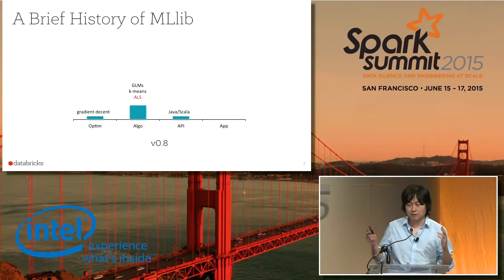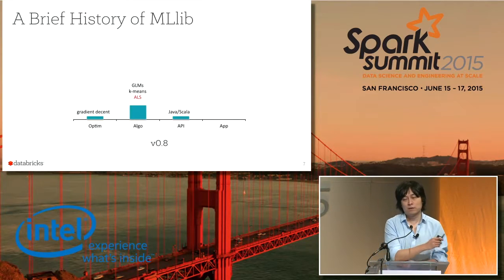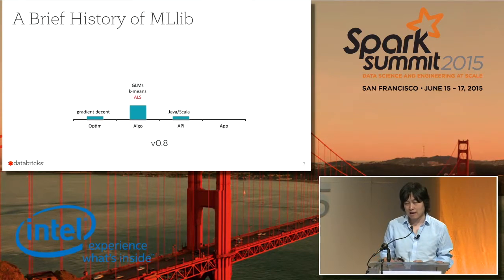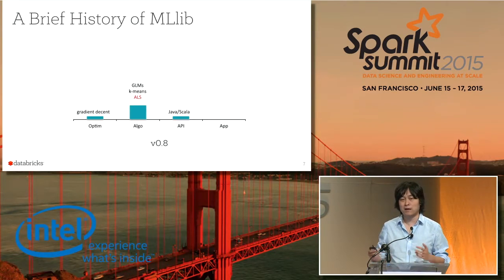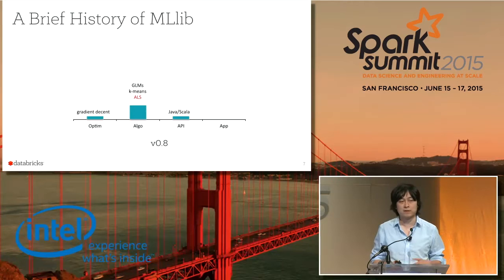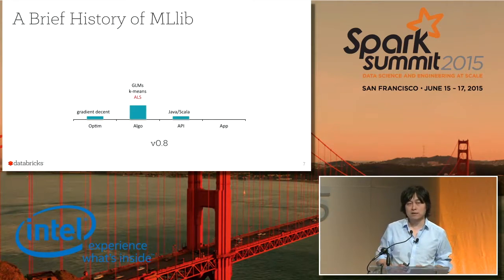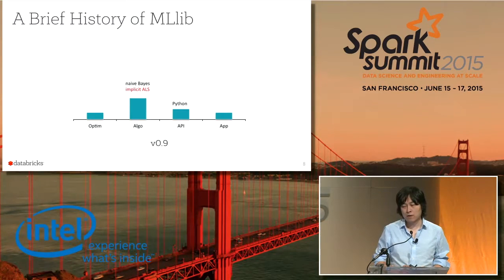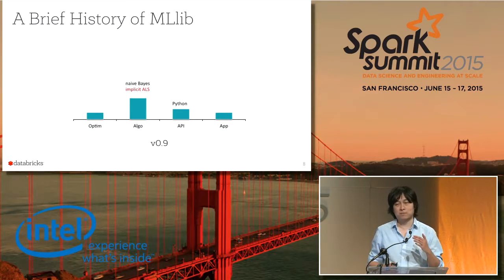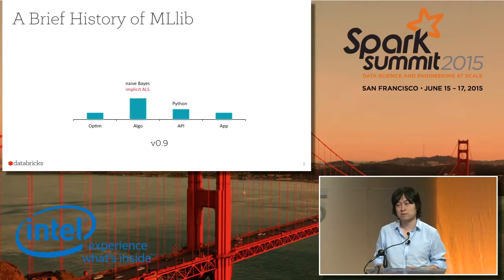Let's start with a brief history of MLlib. The initial version of MLlib is 0.8. Same as other machine learning libraries, we include a basic selection of algorithms, like linear algorithms, k-means, and ALS, the alternating least squares, which I'm going to talk about today. The initial version has Java and Scala API. After 3 months, we added some more algorithms, and that includes the implicit preference for alternating least squares.